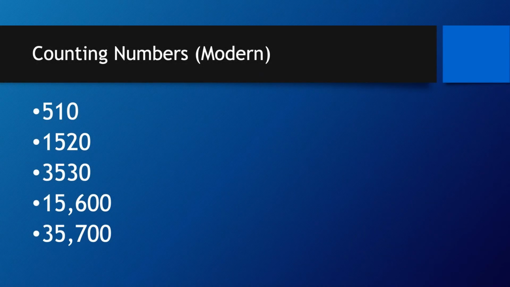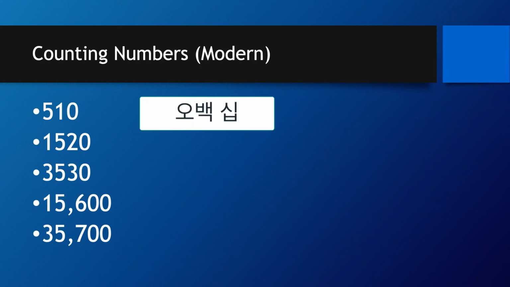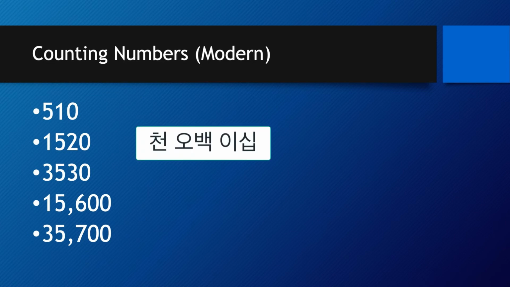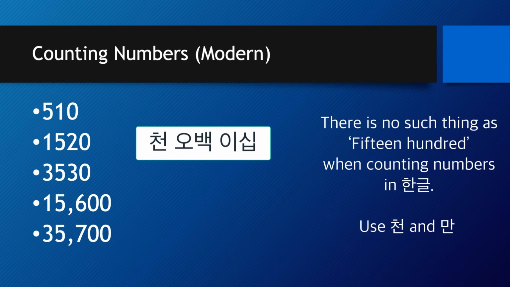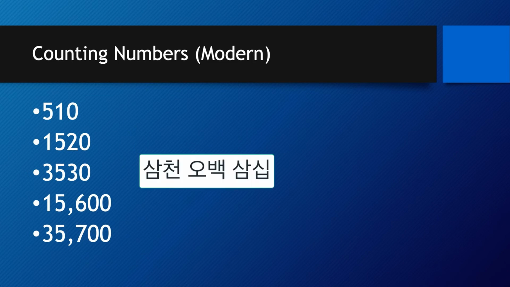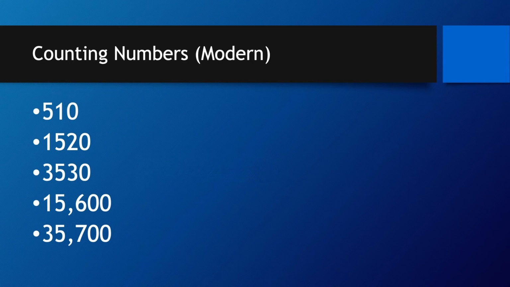Okay, let's try something a little bit more complex. 510 is 510. 1,520 is 1,520. Just remember that in Korea, they never say 1,500 for 1,500. You have to say 1,500. 1,520. How about 3,530? Then it becomes 3,530.